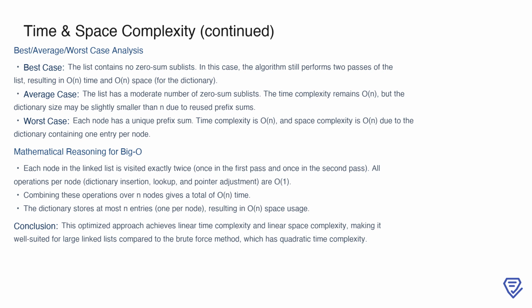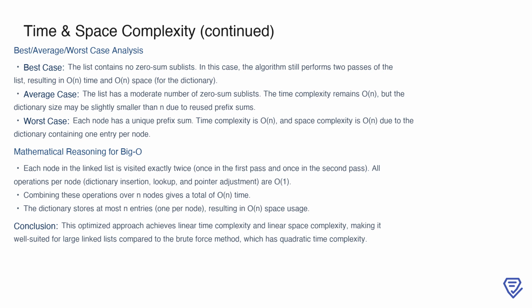Mathematically, each node is visited exactly twice, and all operations per node, such as dictionary insertion, lookup, and pointer adjustment, are constant time. This results in a total time complexity of O(n). The dictionary, which stores up to n entries, determines the O(n) space usage.